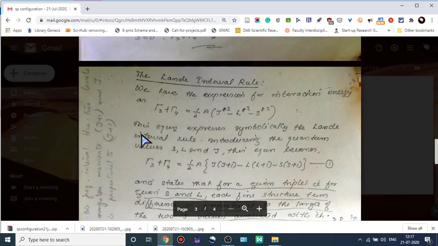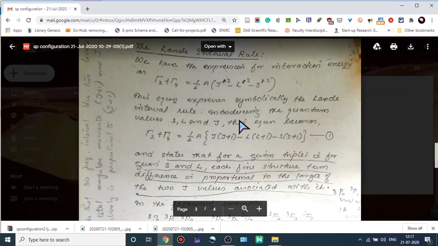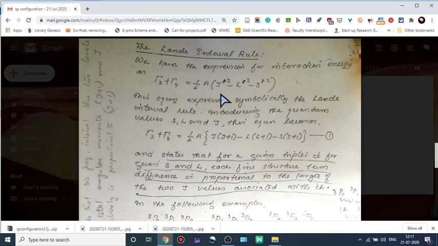now we are going to another important section, that is Landé interval rule. The last class we have discussed about Hund's rule. Do you remember about this Hund's rule? Okay, I hope so. And now we are going to discuss about Landé interval rule. Here gamma 3 plus gamma 4 equal to 1 by 2 A into J star square minus L star square minus S star square.